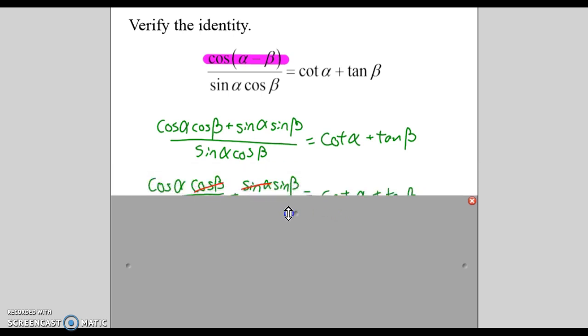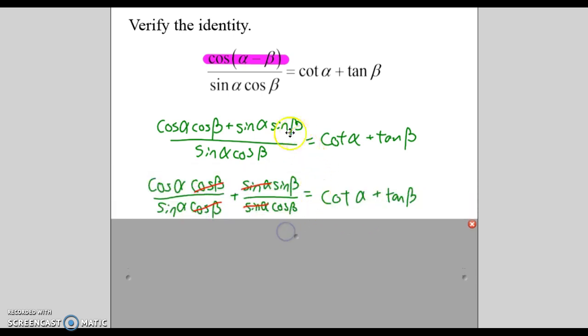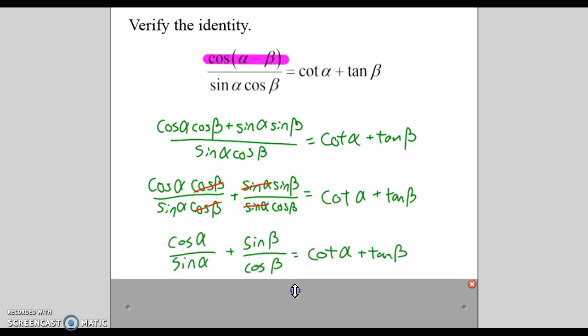Then in my next step, I'm going to separate this into 2 different fractions. So this part of the numerator over my denominator, and then that part of my numerator over my denominator. When I do that, you can see that this fraction on the left has a cosine beta in common. That will cancel and become 1. This fraction on the right has a sine alpha in common and will become 1. And when I get rid of those, I get cosine alpha over sine alpha.